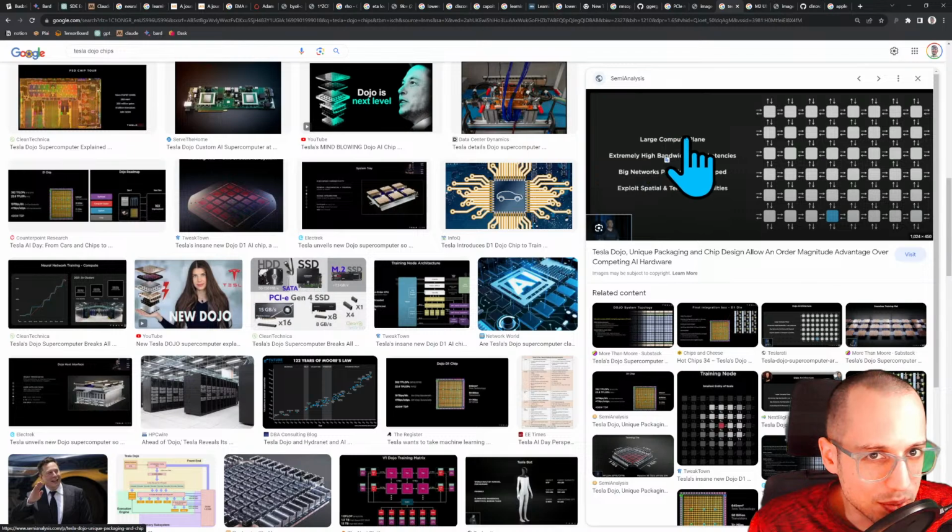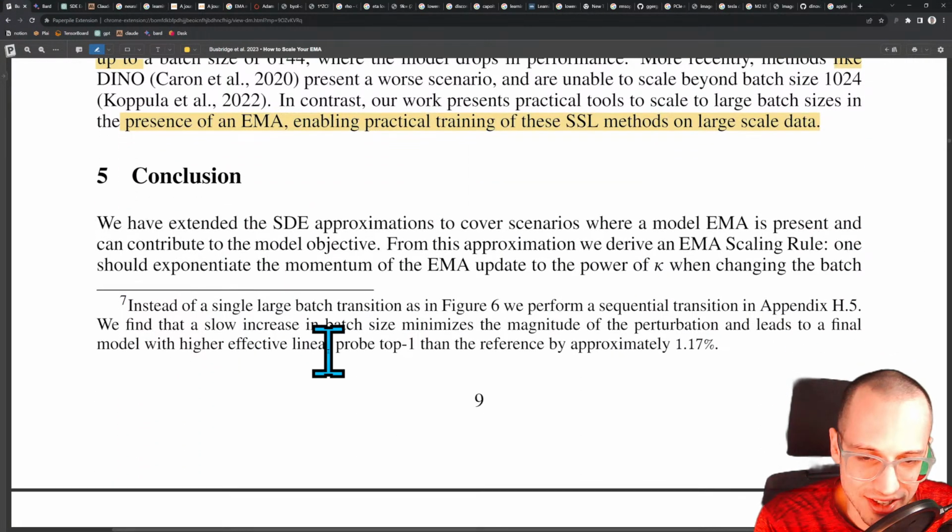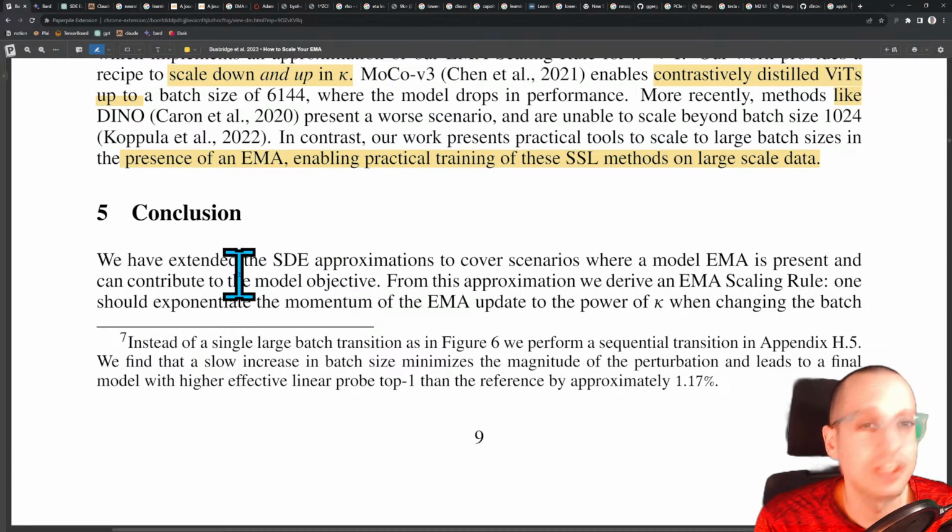A large compute plane. This is so badass. All right, let's get to this conclusion. I gotta go do stuff.